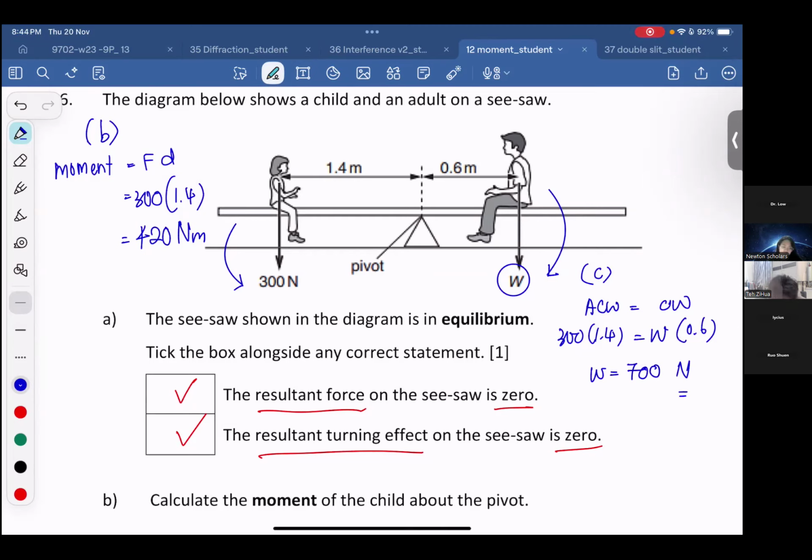Okay, D. The question asks you to state what would happen if the child moved further away from the pivot. Right now, this diagram is showing you they are in balance. Now, if the child moves further away from the pivot, more than 1.4 meter, can you tell me what will happen? Nothing happens, it's still balanced?